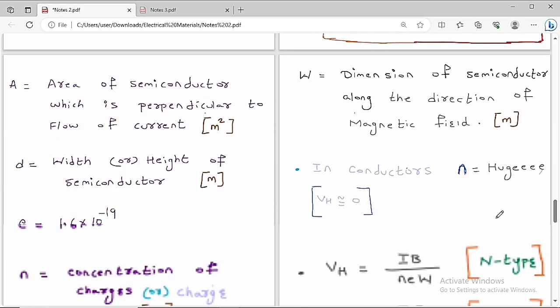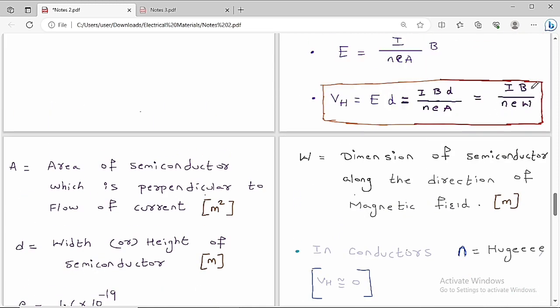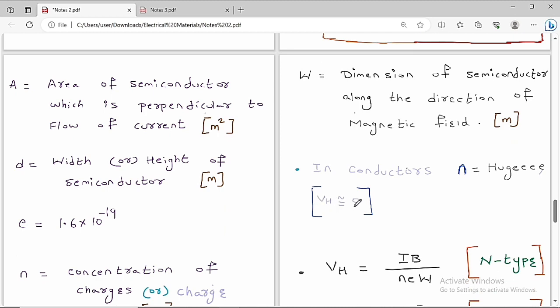Therefore, as I've already told you, in the case of conductors there are a lot of free electrons in the conduction band. So the concentration of charges is a very huge value. Whenever the denominator is very high, the overall value will become zero. Therefore, the Hall voltage is approximately equal to zero in the case of conductors. That is the reason you cannot see the Hall effect in conductors, but you can see it in semiconductors. As the value of N increases, the overall value of the Hall voltage decreases, because N is present in the denominator.